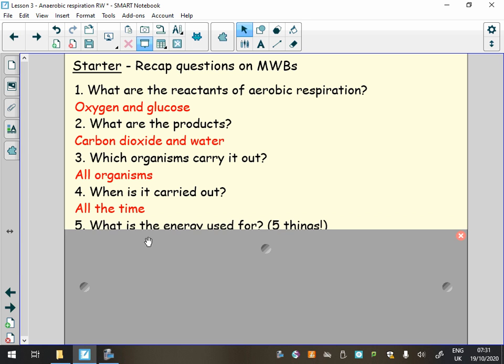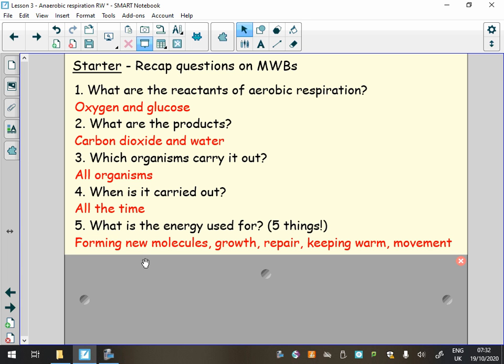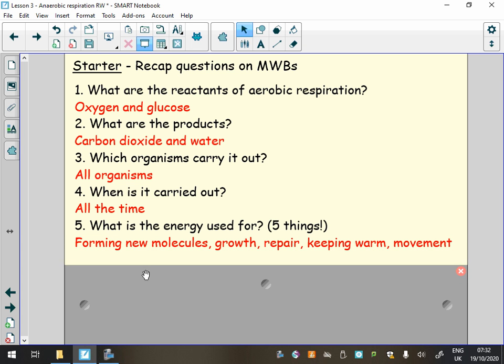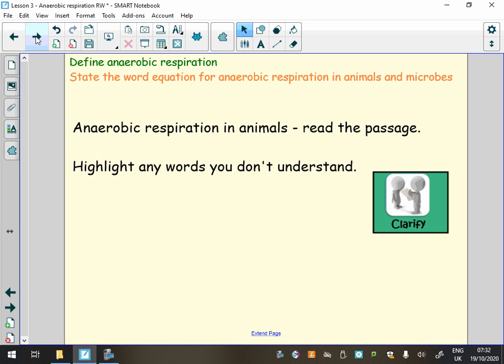Not good. Next one, what is energy used for? This is what we were talking about on Friday, so hopefully you can remember some of the answers. If you're struggling, look in the front of your book, but have a go writing an answer down for that. Pause it if you need some more time. So answers are forming new molecules, growth, repair, keeping warm, and movement.